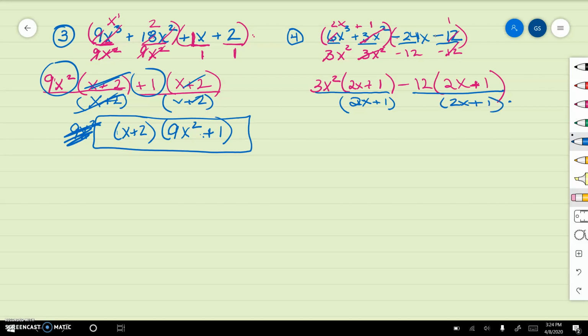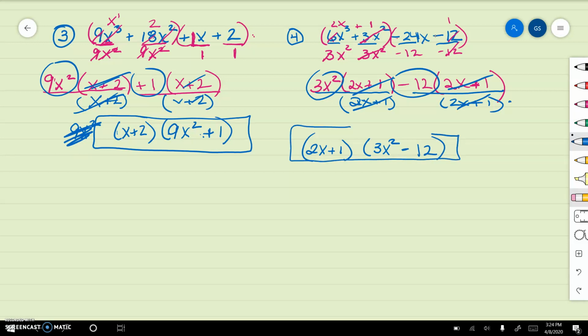Okay, so if we're dividing that out, we're going to put a 2x plus 1 as our first factor. Cancel, cancel, cancel, cancel. And we could put in 3x squared, that's what's left there, minus 12. Okay, that's it. That's what you got there.